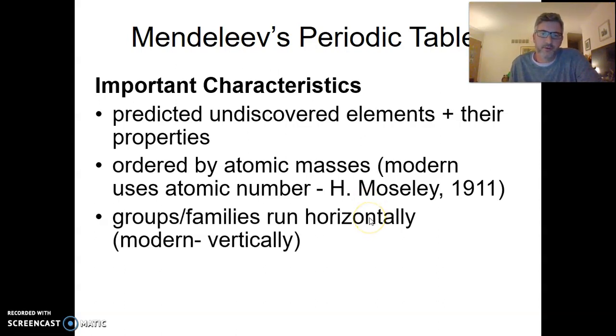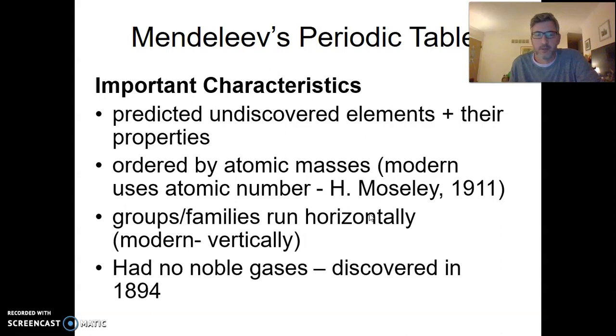His groups or families ran horizontally, whereas the modern one has groups or families of common characteristics running vertically. And he had no noble gases on his periodic table, which makes sense because noble gases are unreactive, and so they weren't discovered for several more years after that.